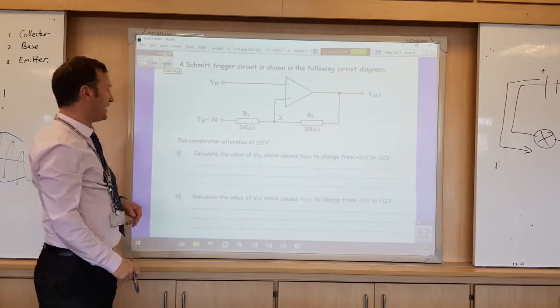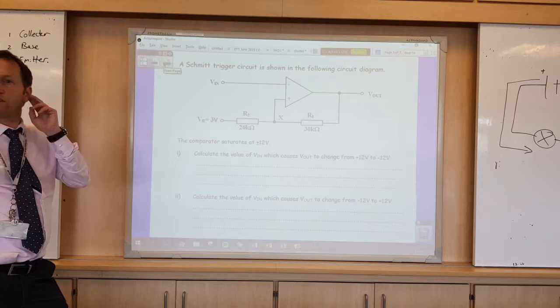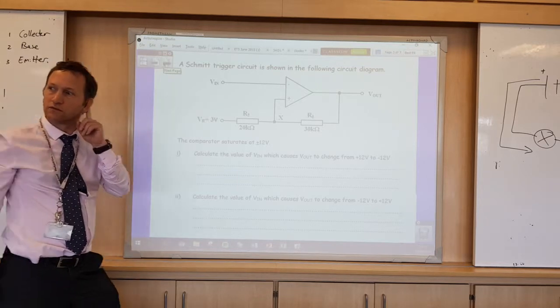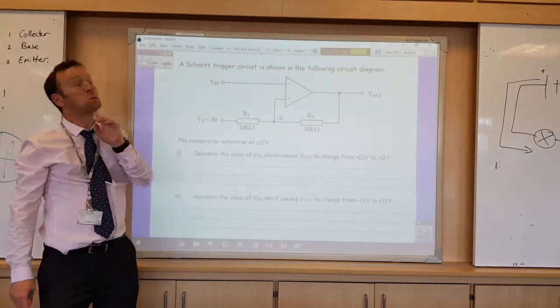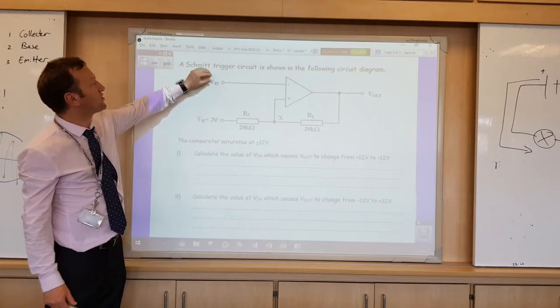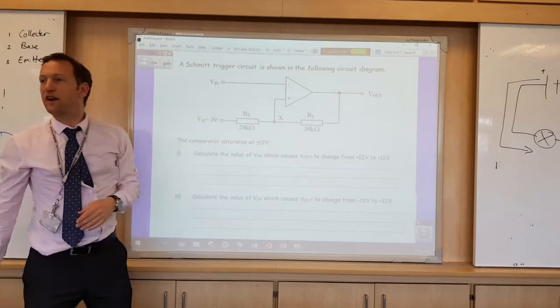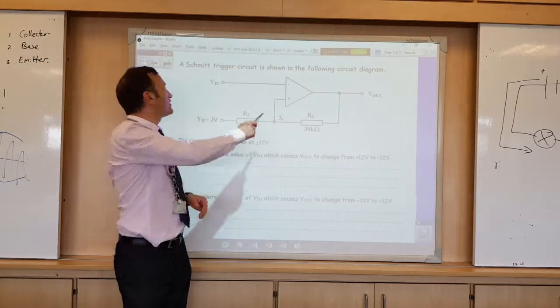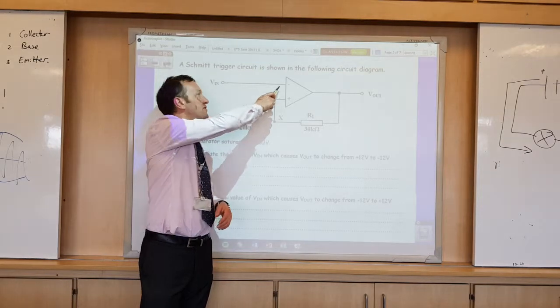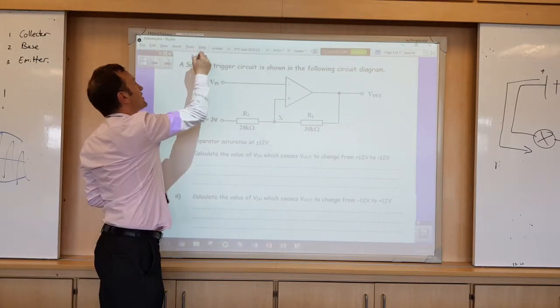First of all, this one here, is that an inverting or a non-inverting Schmitt trigger? Inverting. It's easy to mix them up because the difference between the two is only these two things swapped around. The way to identify it would be to look at V in. If it's going into the inverting input, it's inverting. So it's an inverting.